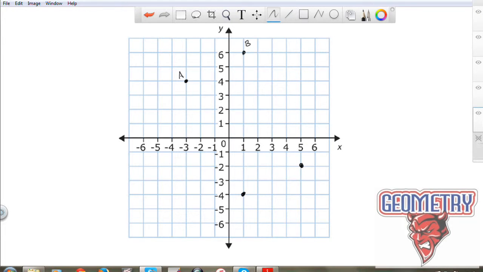Okay, let me see if I connect these dots here. I said to connect them in order from A to B, to C to D. And we end up getting this polygon, which looks an awful lot like a rectangle. In fact, part of the problem suggested that it was a rectangle. We need to somehow prove or disprove that it is or is not a rectangle.